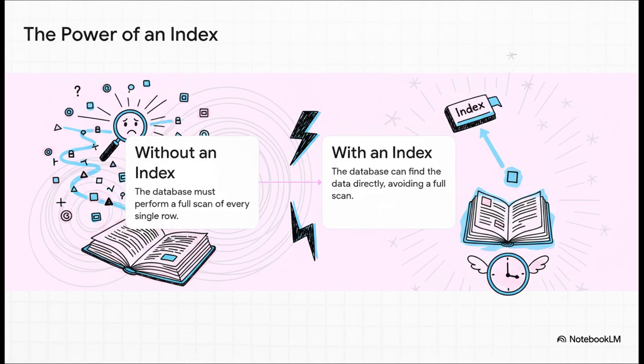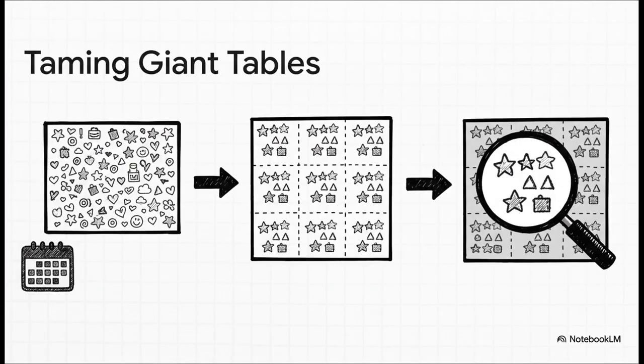It literally reads every single row, one by one, to find what you want. But with an index, it's just like using the index in the back of a book. The database can jump directly to the right page, saving a massive amount of time. It's a game changer. Now for those truly gigantic tables, you need even bigger tools.